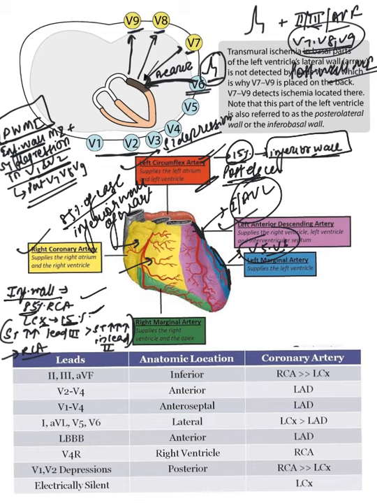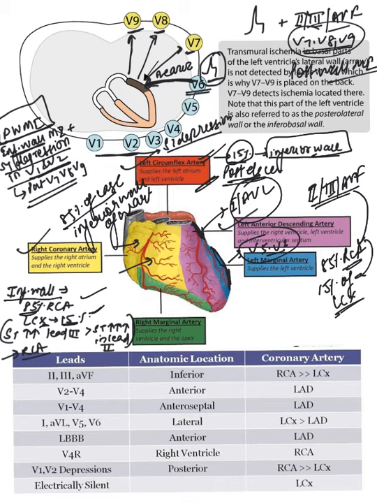So how do we distinguish, when we have 2, 3, aVF ST elevation on ECG, which artery is involved, whether it is the RCA in 85% of cases or the LCX in the 15% of cases? For that we need to understand the ECG lead positions.